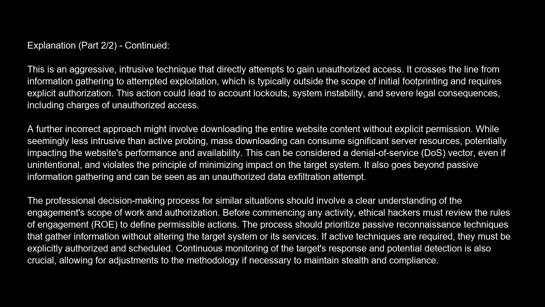The professional decision-making process for similar situations should involve a clear understanding of the engagement scope of work and authorization. Before commencing any activity, ethical hackers must review the rules of engagement, ROE, to define permissible actions. The process should prioritize passive reconnaissance techniques that gather information without altering the target system or its services. If active techniques are required, they must be explicitly authorized and scheduled. Continuous monitoring of the target's response and potential detection is also crucial, allowing for adjustments to the methodology if necessary to maintain stealth and compliance.